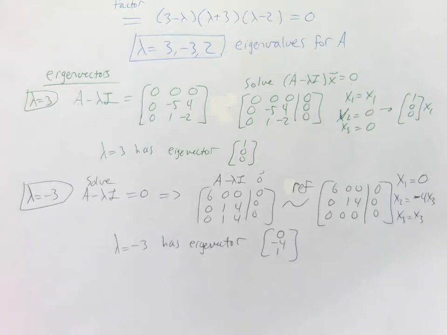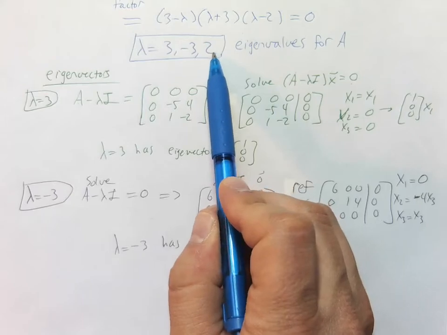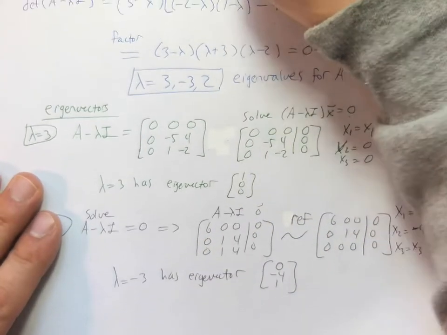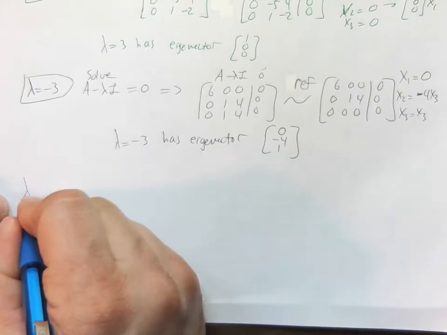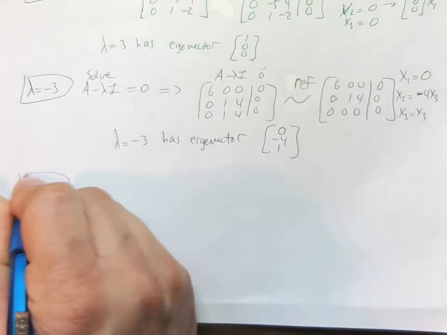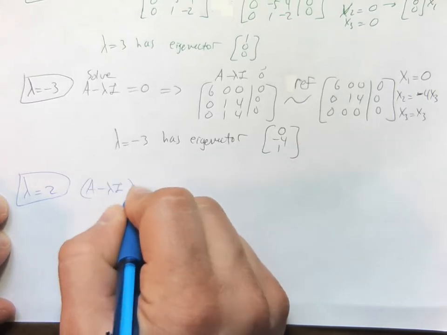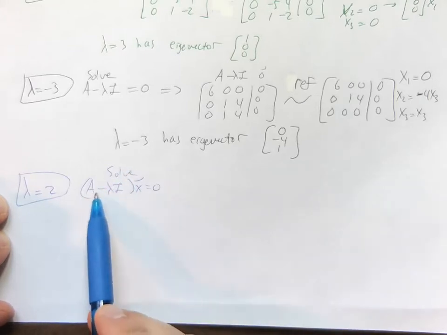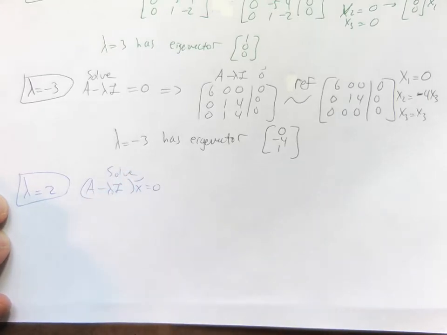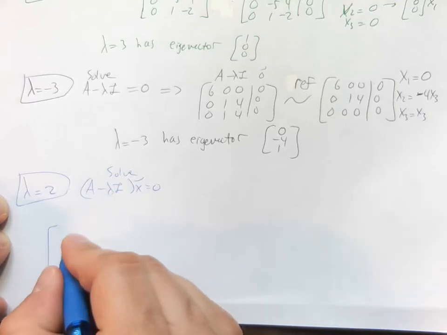And finally, we do the same thing with the last eigenvalue, lambda equals 2. So we'll subtract 2 from the diagonals and solve the homogeneous equation. So let's do that right here. So for lambda equals 2, we'll solve A minus lambda I x equals 0. So again, subtract lambda off the diagonal, solve the homogeneous equation. So when you subtract 2 off the diagonal, you get this.